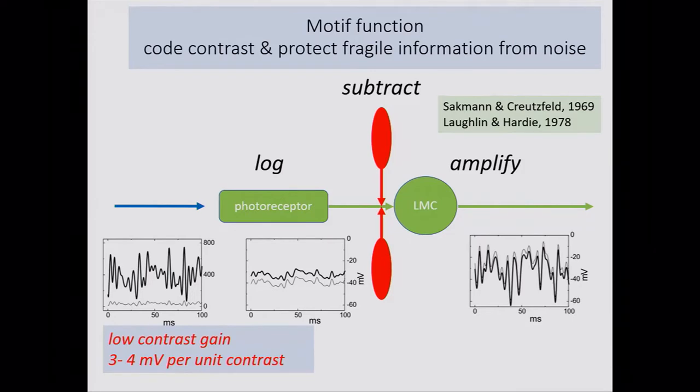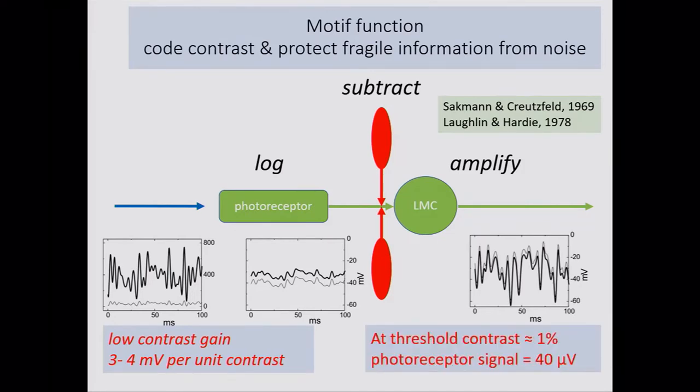So this makes a lot of sense, and we calculated that at the visual threshold for contrast of a fly, which had been measured as about 1%, this photoreceptor signal is about 40 millionths of a volt. So by taking care of this problem, you can perform extremely well.